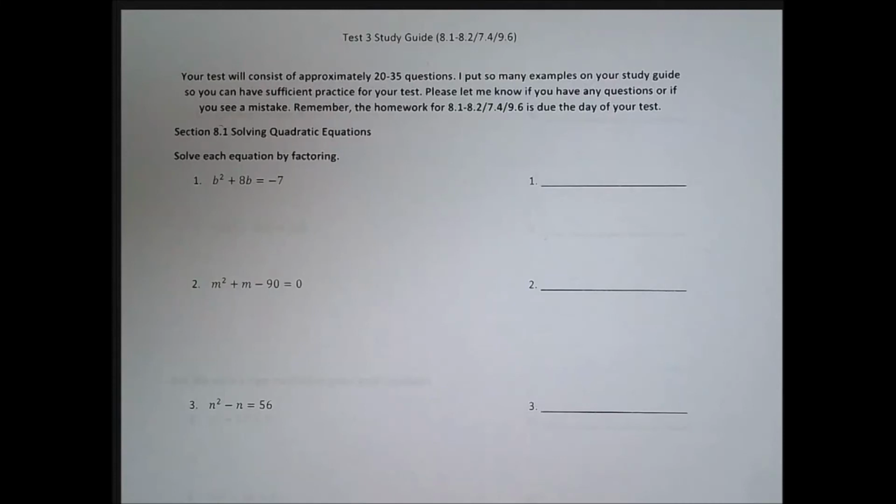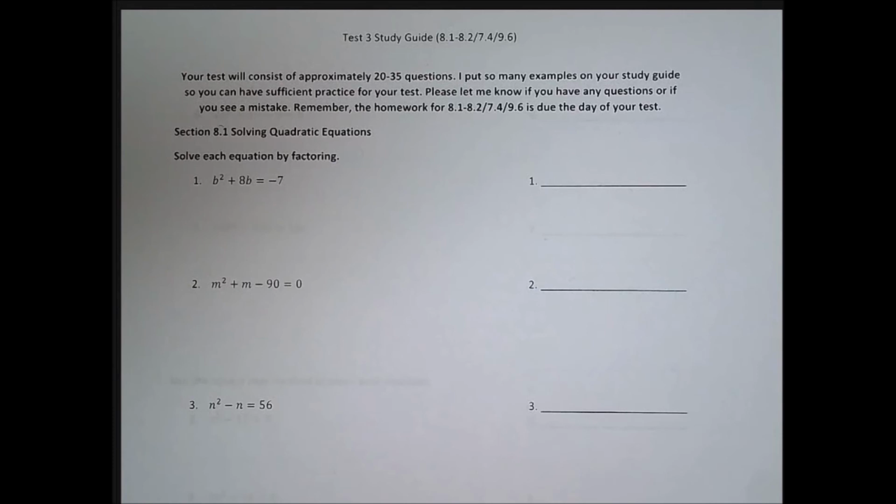In this lesson, we are going to cover your Test 3 study guide. Your test will consist of approximately 20 to 35 questions. You have so many examples on your study guide so you can have sufficient practice for your test. Make sure that you let me know if you have any questions prior to the test. You can contact me through email or during my office hours.